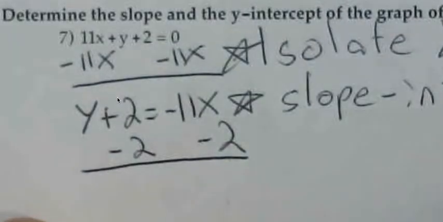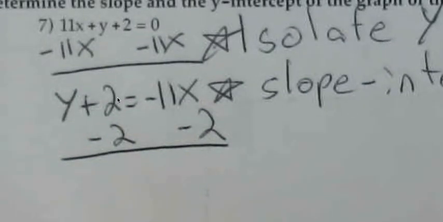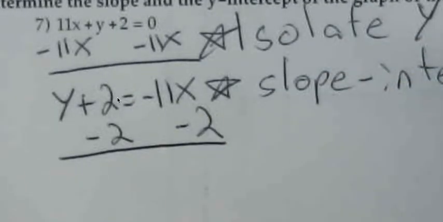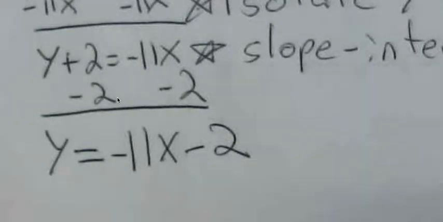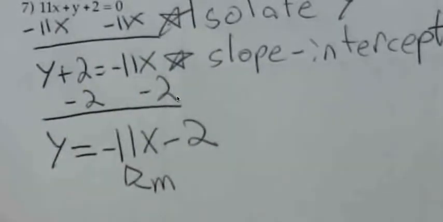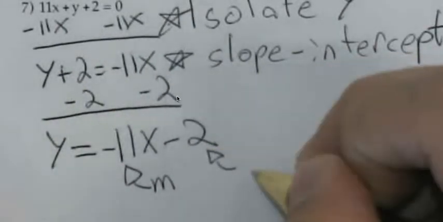Gretchen, are these like terms? 11x and 2? Why not? One's 11x. One's 11 and one's 2, right? But what does 11 have that 2 doesn't? Good. So can't combine them. So y equals negative 11x minus 2. Based off of this, you know your slope's going to be negative 11. And your y-intercept is negative 2.